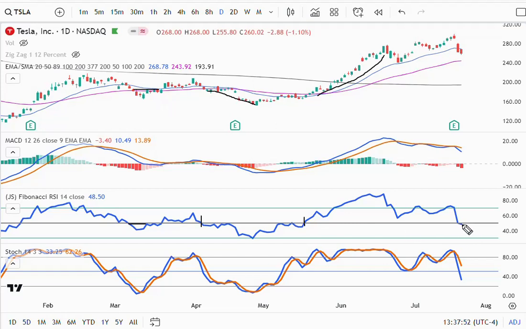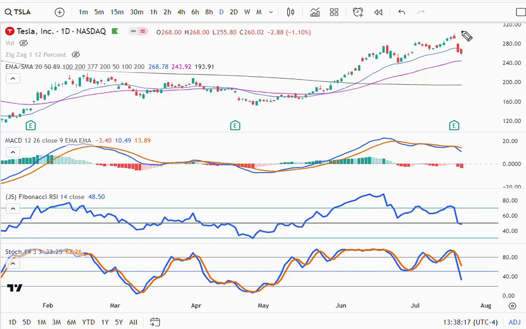So it's entirely possible that it could just reclaim the 50 level, in which case things should be fine. But at this point, it's worth noting that it is below the 50 level. And if it continues to remain below the 50, then obviously we should expect to see further weakness going forward.